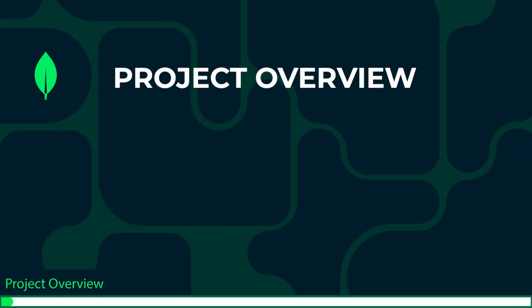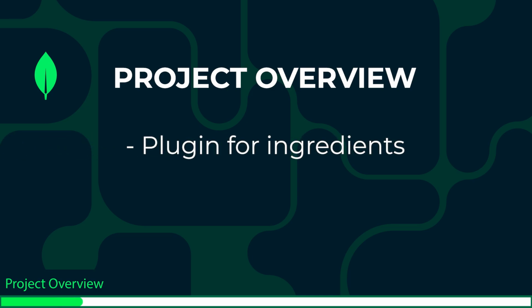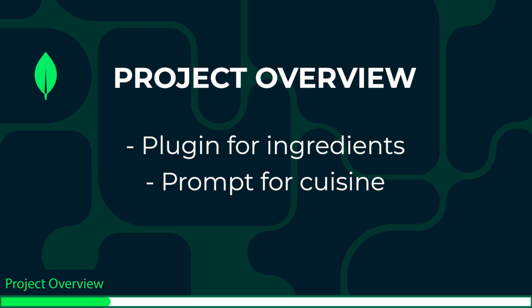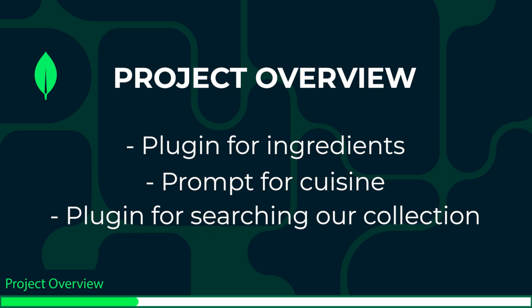So let's get started. Let's quickly have an overview of what we're going to be building and a little bit of background into how that all works. So our agent is going to be made up of a few pieces. First is a plugin for retrieving a list of available ingredients from a text file. Secondly, a prompt that uses AI to return what the cuisine of the given meal is. And then thirdly, another plugin for searching a collection in our MongoDB Atlas cluster.